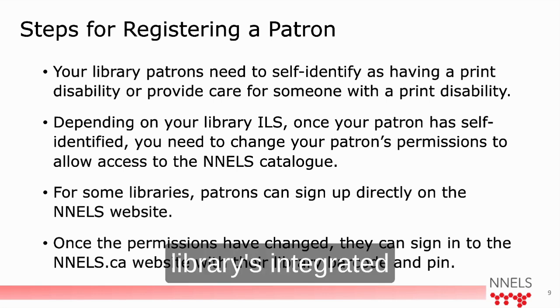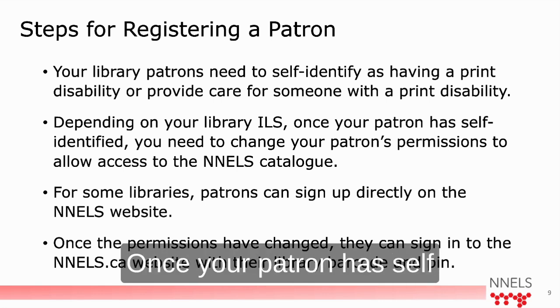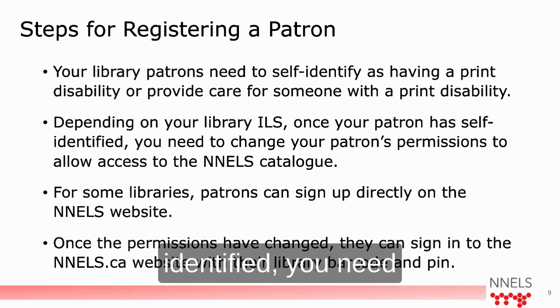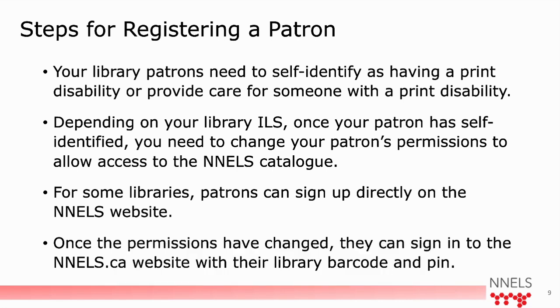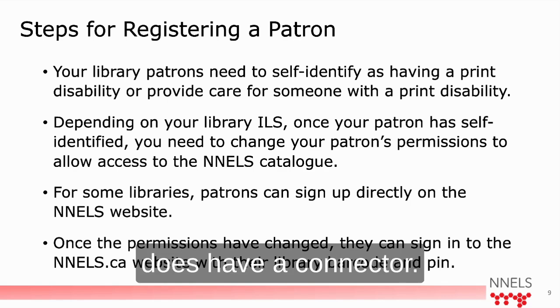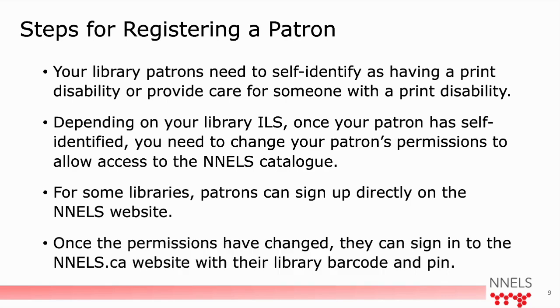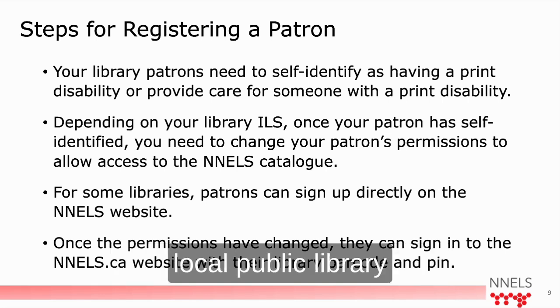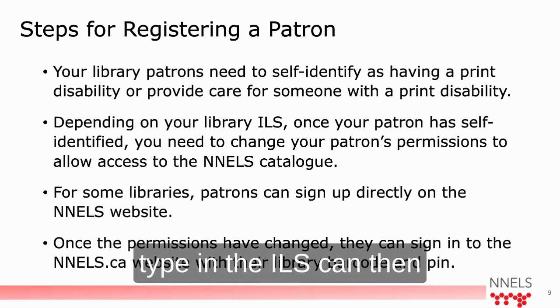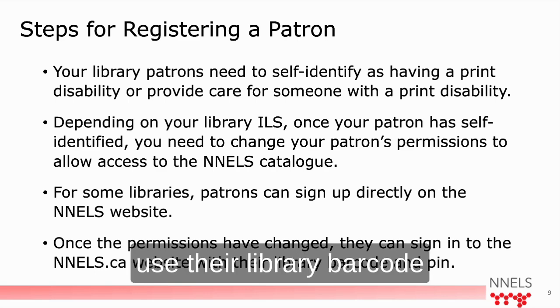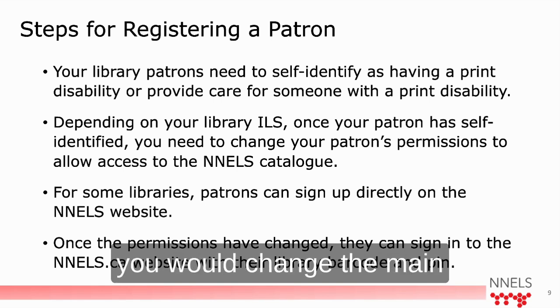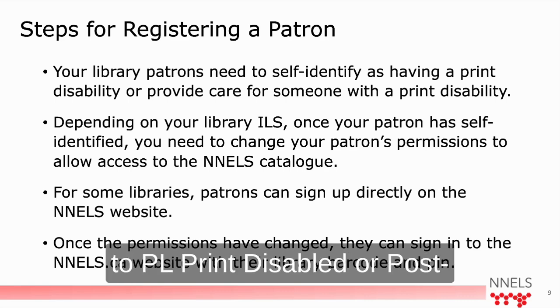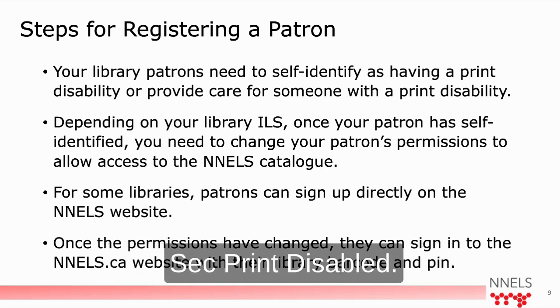Depending on your library's integrated library system, or ILS, once your patron has self-identified, you need to change your patron's permission to allow access to the NNELS catalog. This is if your library does have a connector. Patrons who sign up at their local public library and are granted a valid patron type in the ILS can then use their library barcode and PIN to access NNELS. For example, in Evergreen, you would change the main profile permission group to PL print disabled or post-sec print disabled.